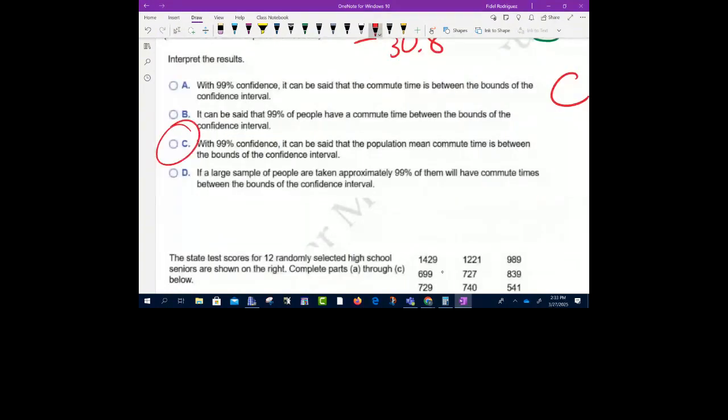C. Boom. With 99% confidence, it can be said that the population mean commute time is between those bounds. Y'all, chapter 6 always talks about population mean. When I've taught this class before, students say, sir, but why did they put all those other things in there? Don't worry about it. Look for the word population mean. If you look for population, you'll be able to figure it out.